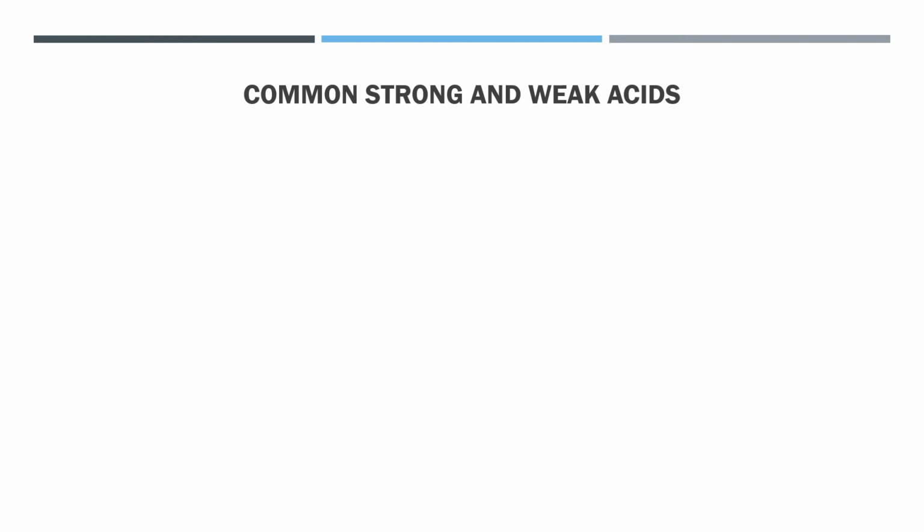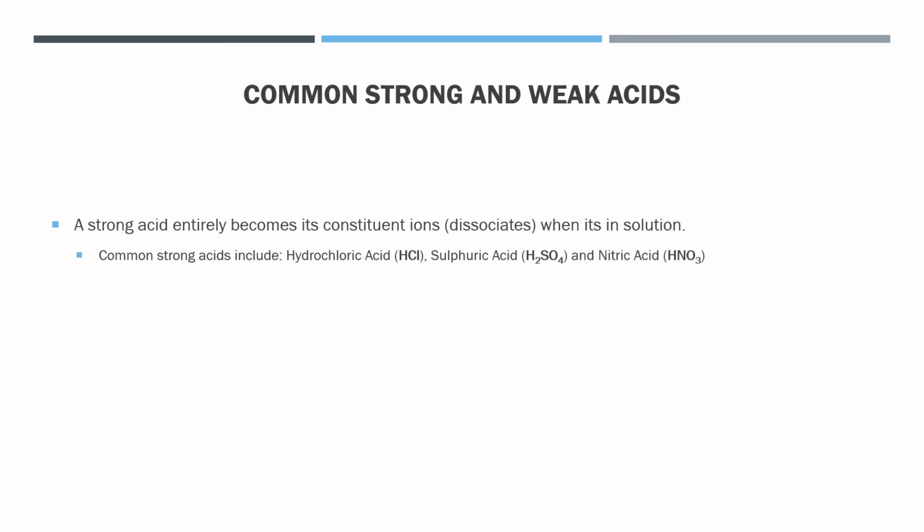Common strong acids. In total, there are 7 strong acids, but you only need to know 3 of these for now. The 3 you need are nitric, HNO3, hydrochloric, HCl, and sulfuric, H2SO4. Interestingly, hydrochloric acid can be found in the stomach of most animal species, including humans, which means there is hydrochloric acid even in your own stomach.